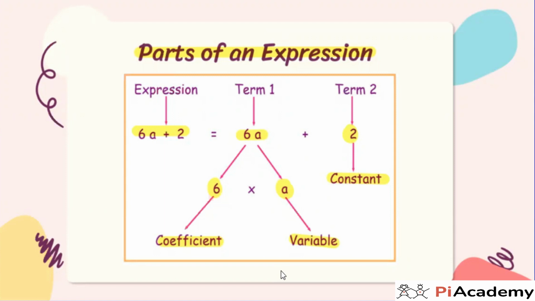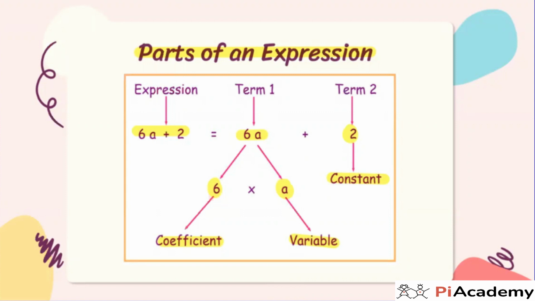Yes, I have a doubt. Okay. Why is 2 the term? Because it says that a term is a combination of variables and numbers. So how can 2 be a term?